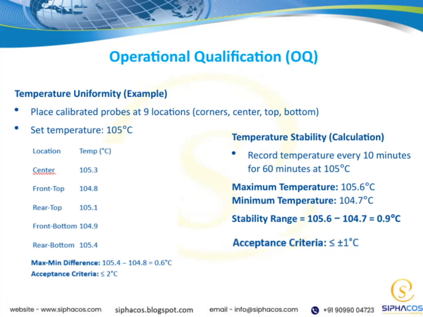Let's talk about temperature stability first. During this test, we recorded the temperature every 10 minutes over a 60-minute period at 105 degrees Celsius. The highest temperature we observed was 105.6 degrees C, and the lowest was 104.7 degrees C. By subtracting the minimum from the maximum, we get a stability range of 0.9 degrees C. This range helps us understand how consistent the temperature remains over time, which is crucial for ensuring process reliability.